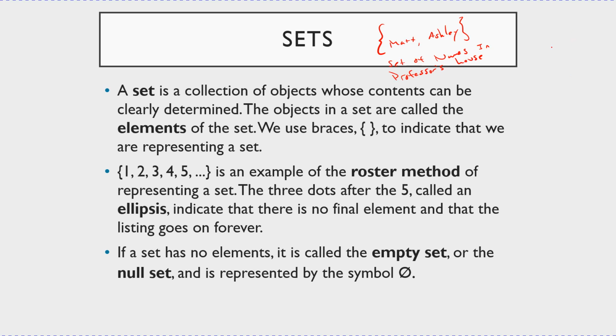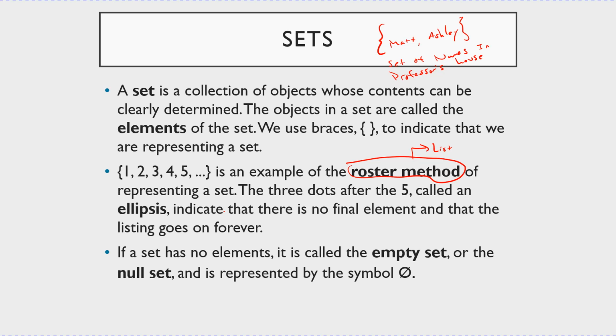So this right here, this is the set of 1, 2, 3, 4, 5, and then you see these triple dots. An example of what's called the roster method of a set. So the roster method is literally just the list of all the elements. The 3 dots here after the 5, this is called an ellipsis. These dots indicate that there is no final element and that the list goes on forever. And it continues the pattern you're seeing. So for example, the next element would be 6, then 7, then 8, and so on.